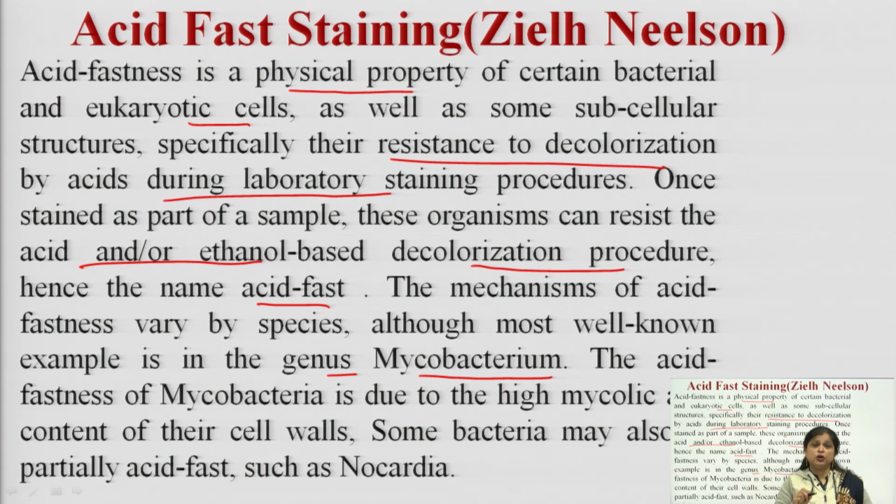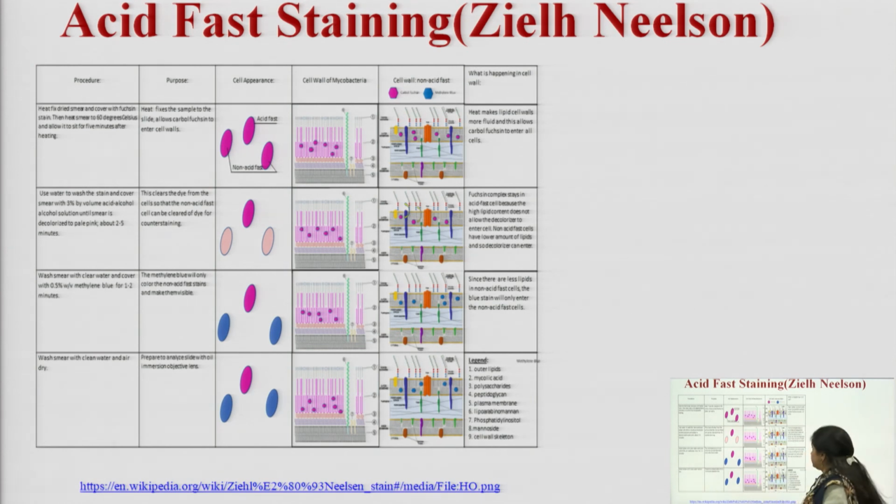Mycobacterium are the species which are actually the acid fast microorganisms, and Nocardia is one of the species which is acid fast. Acid fast means they will not get decolorized after washing with the acidic alcohol. As you can see in the slide, the same procedure as we followed in gram staining will be followed in this case also, but in this case we will not add any mordant like the iodine reagent.